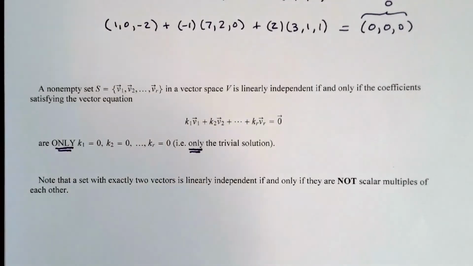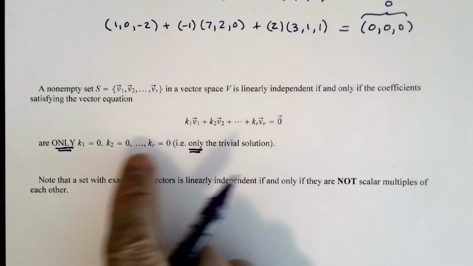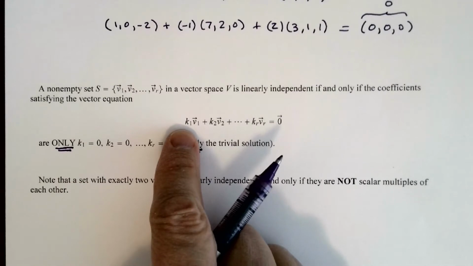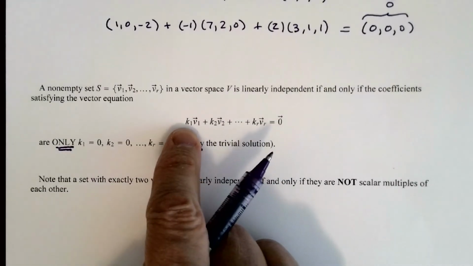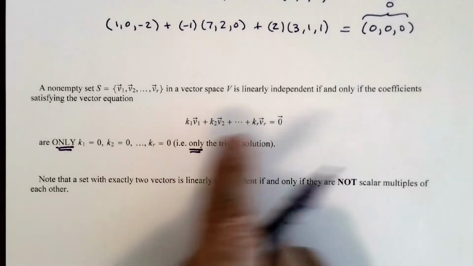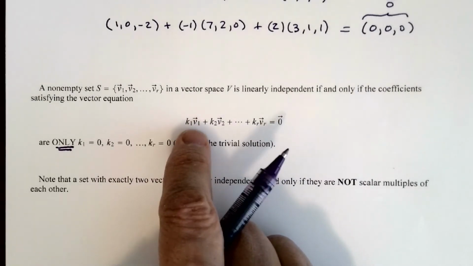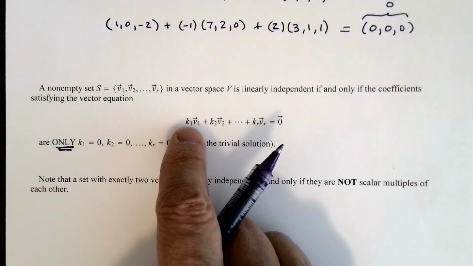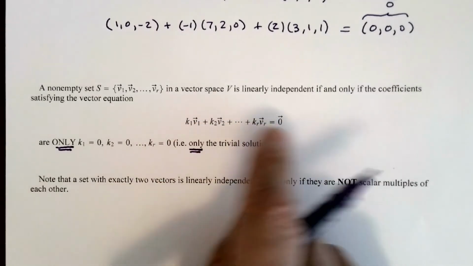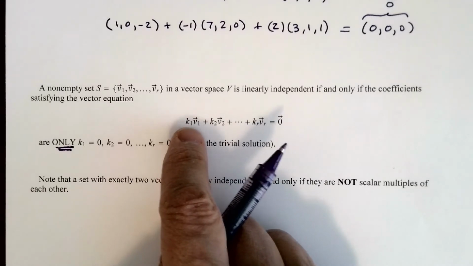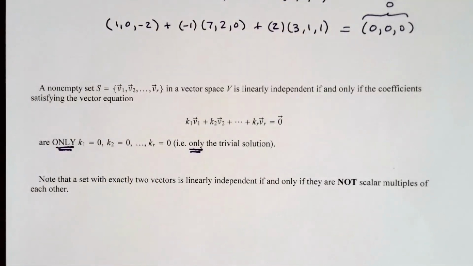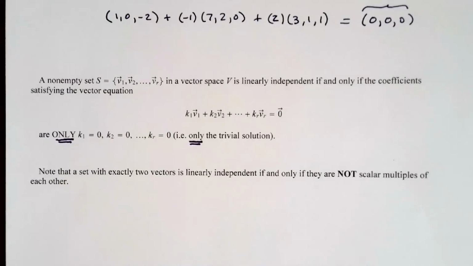In other words, if I can find a non-trivial solution where at least one of these values, k1, k2 through kr, is not 0, then those vectors must be linearly dependent. Because if k1 is not 0, I can solve for v1 in terms of the other ones. Just subtract all the other ones and then multiply by 1 over k1, the reciprocal, and I've solved for v1. So that's how we're going to determine linear independence.